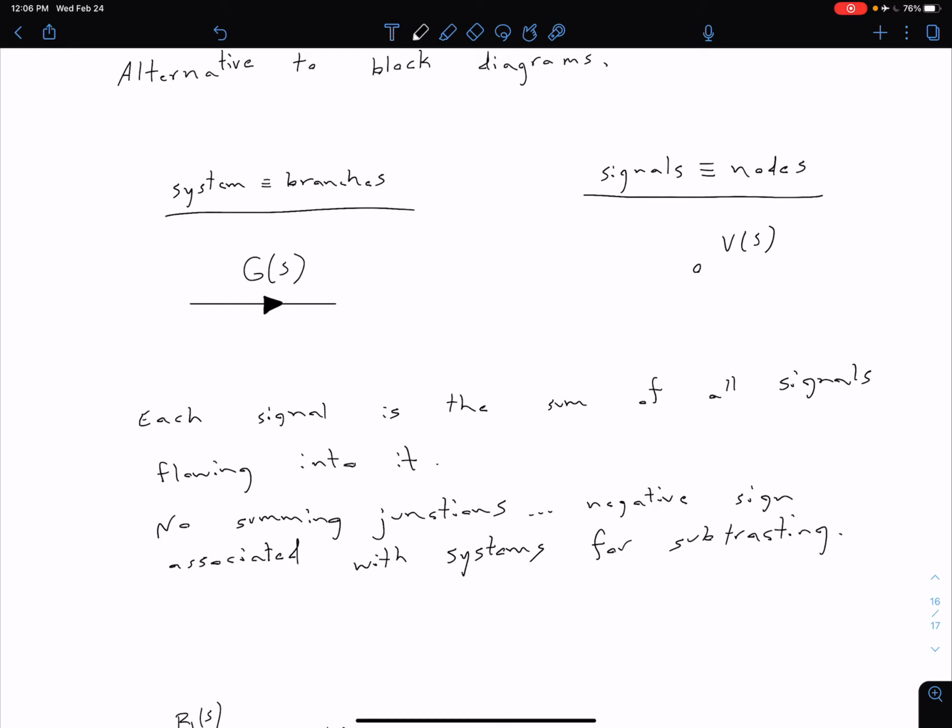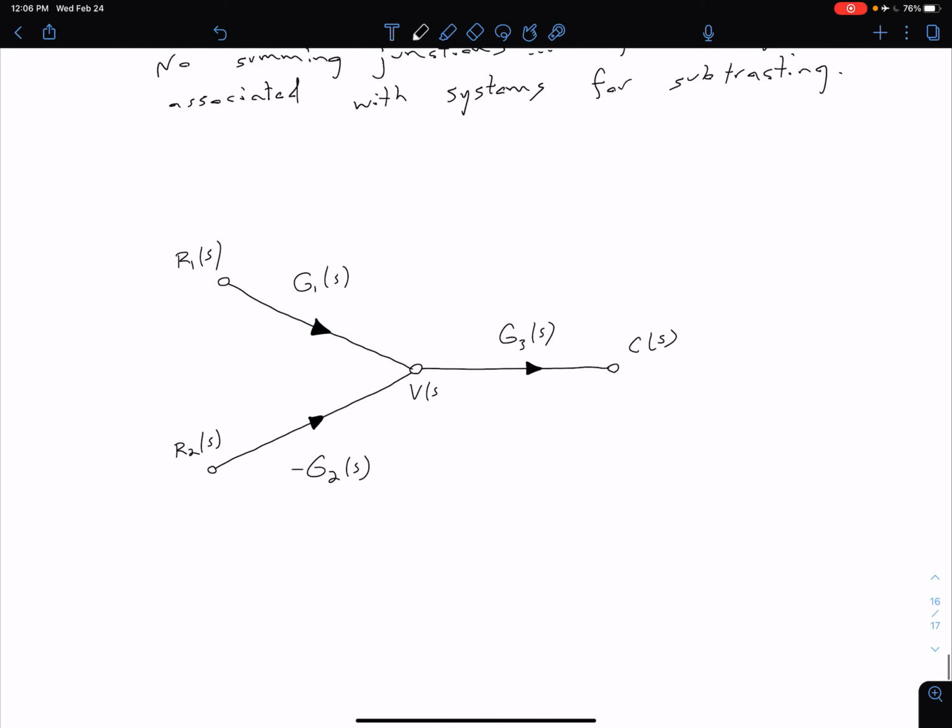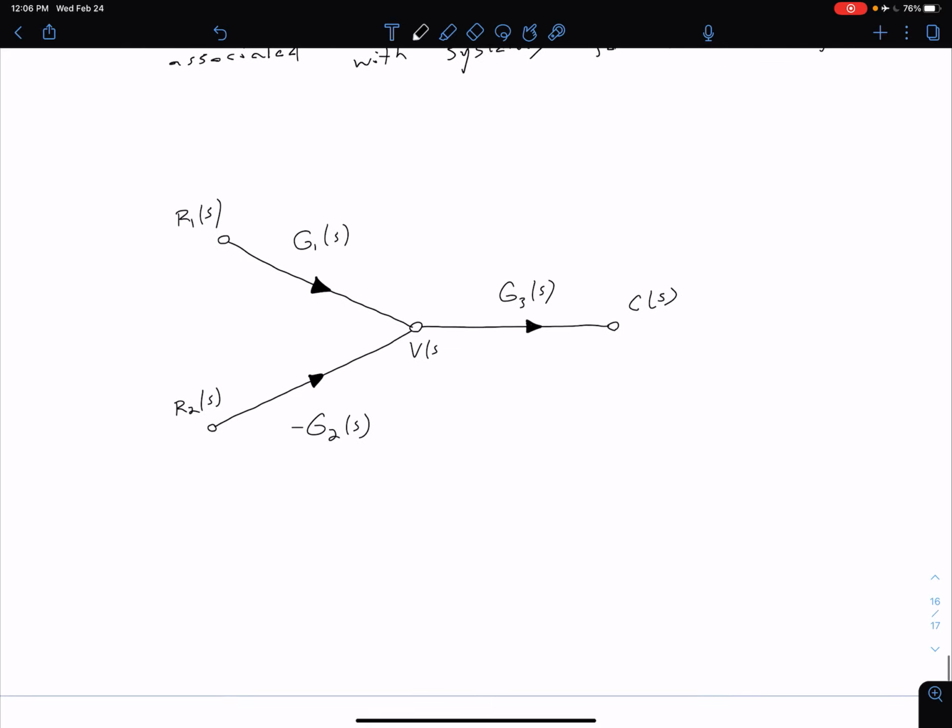An example to show us these ideas is shown here. A very simple overall system. We notice we have our signals, input signals R1 and R2, so these would be like two input signals. We also have an output signal C of S, and then some intermediate signal V of S here. In addition to these signals, we also have systems. These are our subsystems, which we're going to talk about later how to combine to make one single system. We have a system G1, a system negative G2, and a system G3.